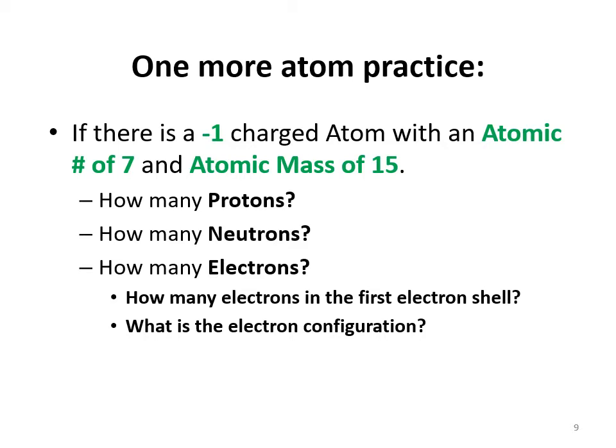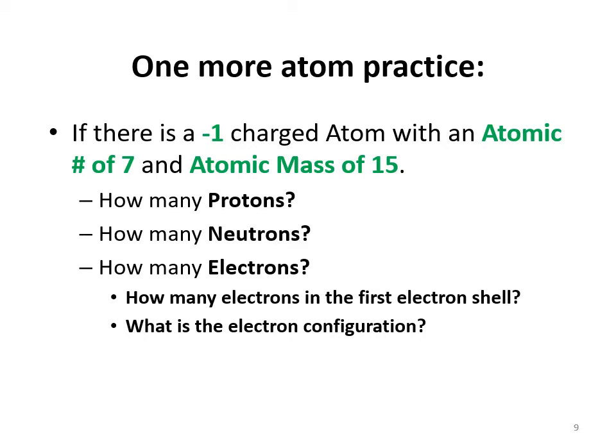So I give you these 3 pieces of information, and then I could ask you things like how many protons? Well, how do you get the protons? The atomic number. So the number of protons here would be 7. I could then ask you how many neutrons? Well, how do you get neutrons? Take the big number and subtract the smaller number, okay? So you do atomic mass of 15 minus atomic number of 7, okay? So that would tell you that you would have 8 neutrons.